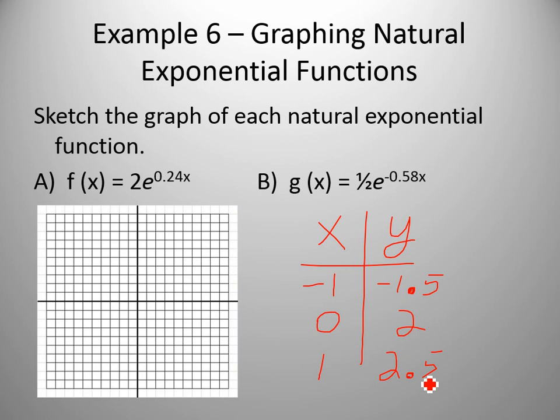So if I get those points on the graph, I got -1, -1.5 might be right about here. I got 0, 2, which is going to be here. And then I have 1, +2.5. That's going to be here. I think this was supposed to be +1.5, this value here. So let me erase that point there, and move that up to +1.5. So that's going to be right about here.